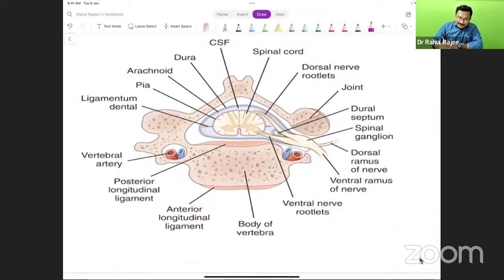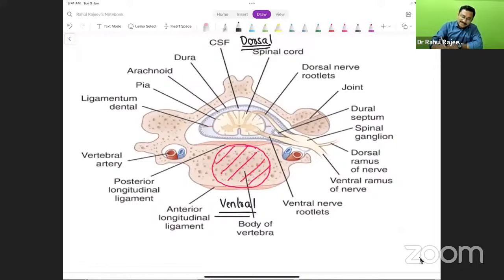So you look at the spinal cord. Okay, I'll just tell you the orientation. This is ventral part. Yes. This is dorsal part. Yes. Ventral, dorsal. And this is the vertebral body. And you tell me which structure is there here. Which structure is there here? You tell me which structure is there. You will have the intervertebral disc.